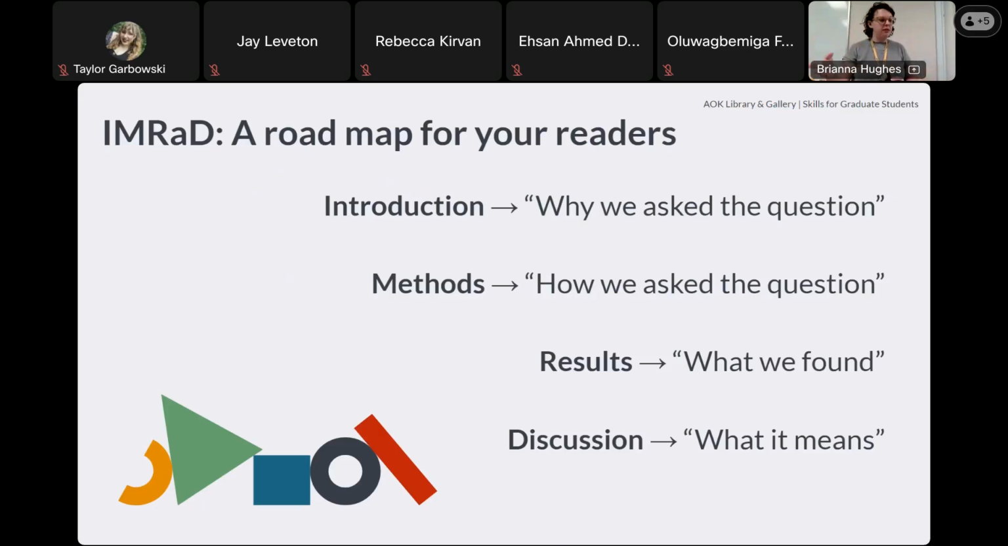A lot of us are probably familiar with these when you read academic articles, but just for clarification, IMRAD stands for Introduction, Methods, Results, and Discussion. So these are the 4 key components of a piece of technical writing. And let's go through each of these.